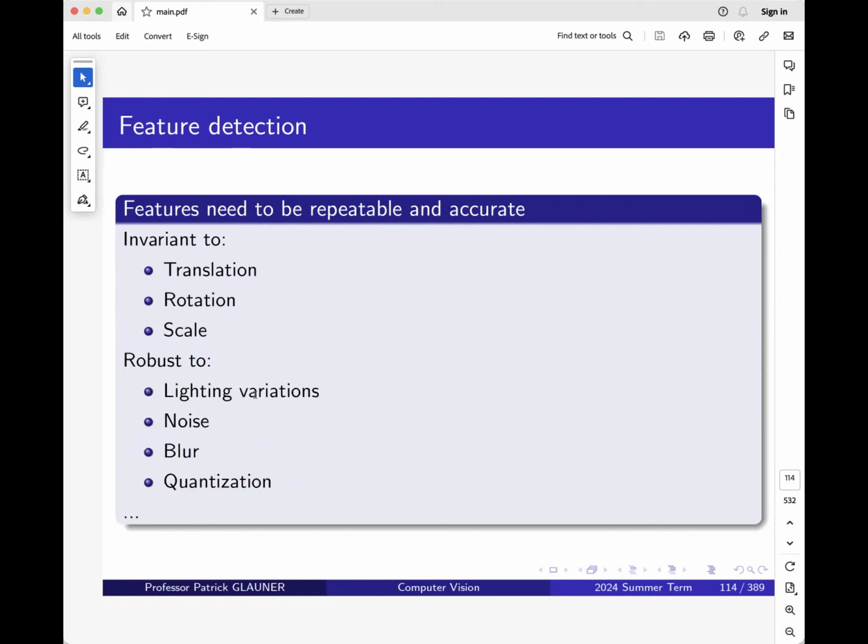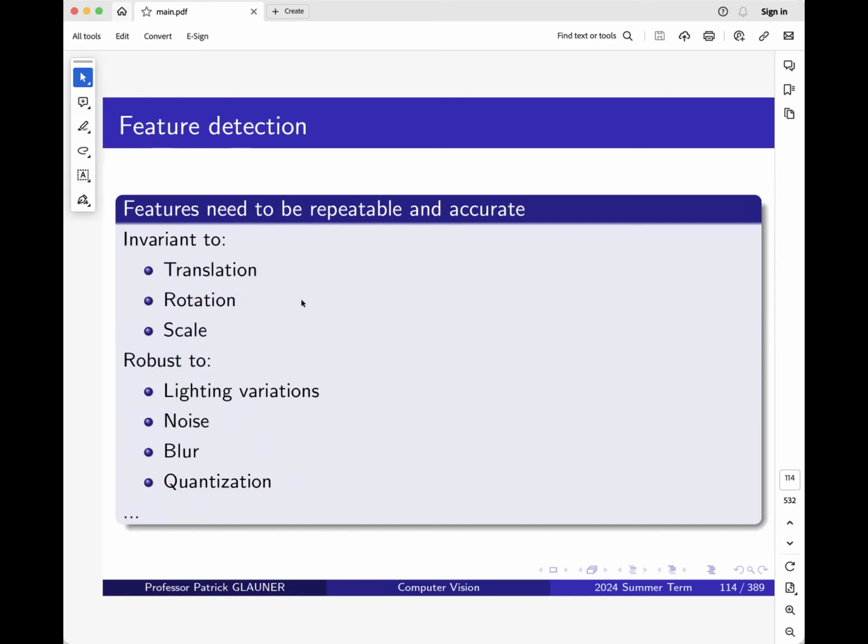For example, we want this to be robust to lighting variations, because if you vary the lighting of a scene or an object and the features change a lot, this will probably be quite difficult. Lighting can contribute to noise. There are other factors to noise. Also, your camera can add noise. There can be blurring, maybe if you don't have enough focus when you take the photos, and so forth.